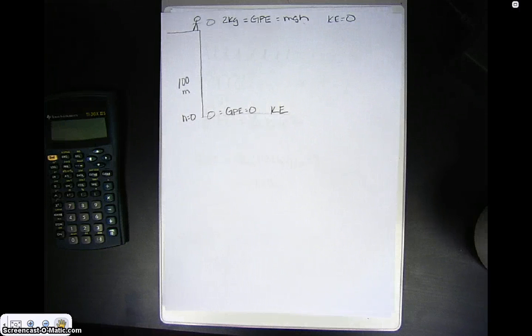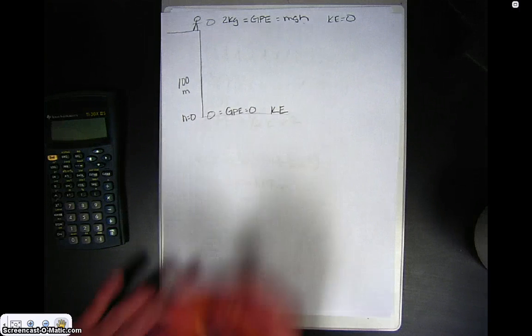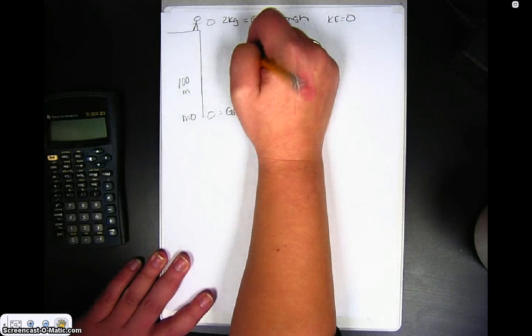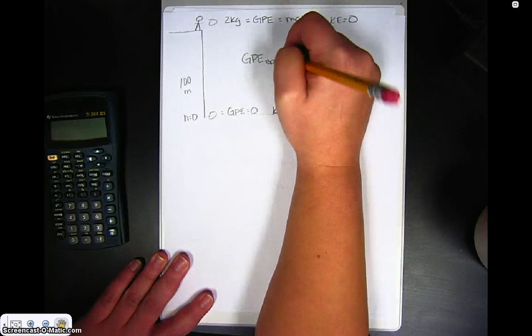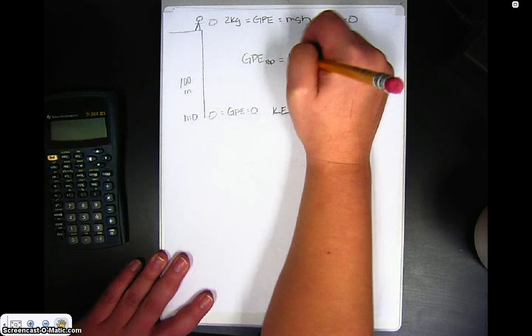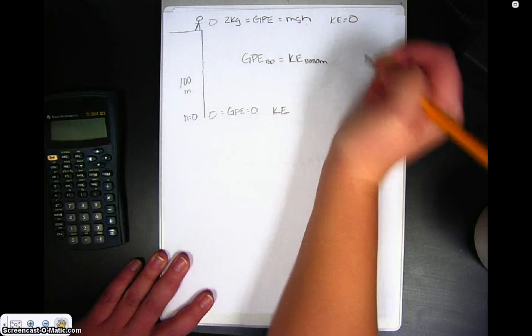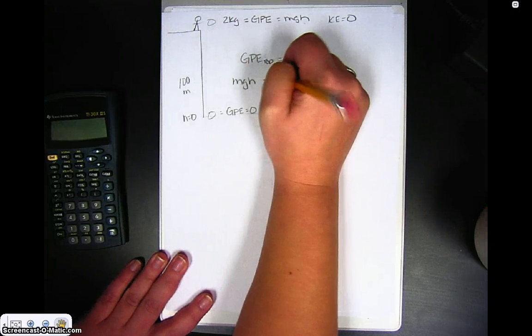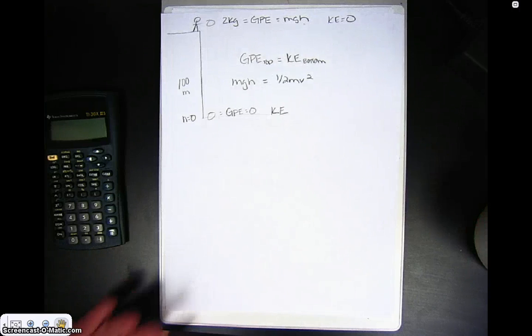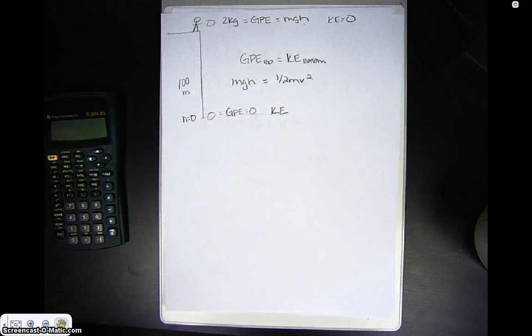So essentially, according to the law of conservation of energy, I can say that all the GPE, or gravitational potential energy, at the top is going to be converted to kinetic energy at the bottom. Right? So I can say the mgh at the top is equal to the 1/2 mv squared at the bottom. And I can figure out what the velocity is then at the bottom.